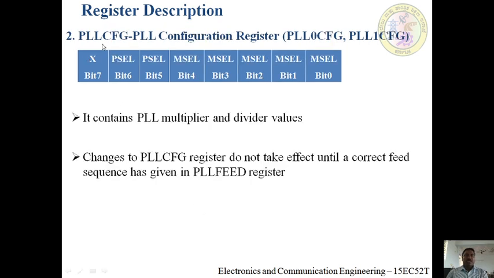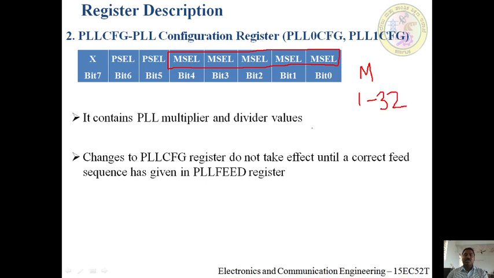Now this PLLCFG register, CFG meaning configuration register, again has two sets, one for PLL0 and one for PLL1. It is an 8-bit register. Out of 8 bits, 7 bits are used and 1 bit, that is bit number 7, is reserved. From bit 0 to bit 4, it is used for the MSEL bits. To select the value of M, there are 5 bits, so you have alternatives from 1 to 32.